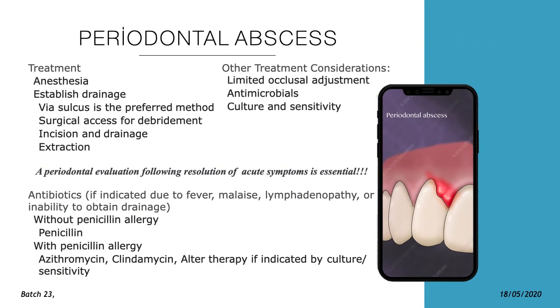So what is the treatment for a periodontal abscess? Basically, drain the abscess. If you establish drainage, the abscess should come down. So the basic idea is to drain the abscess via the sulcus. If you are not able to establish drainage via the sulcus, then do an incision and drainage to remove the abscess.